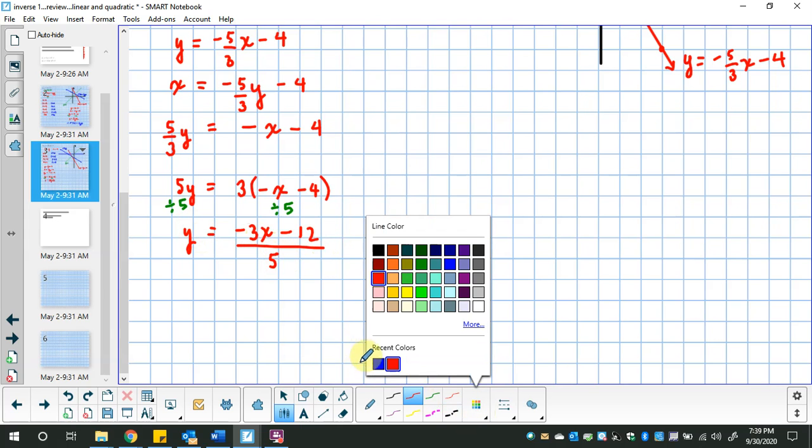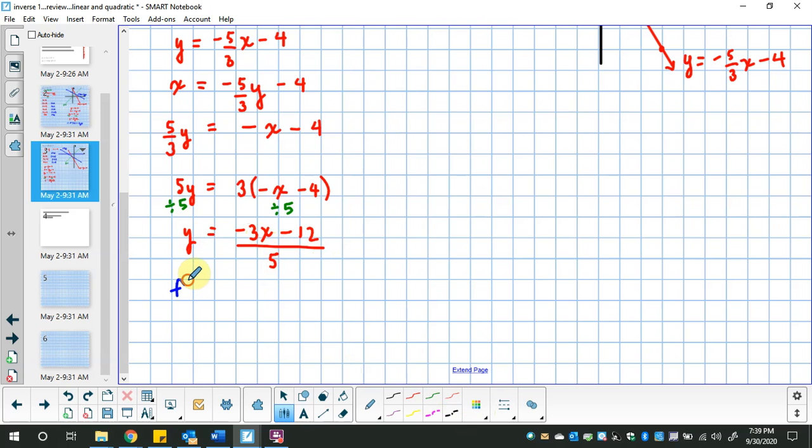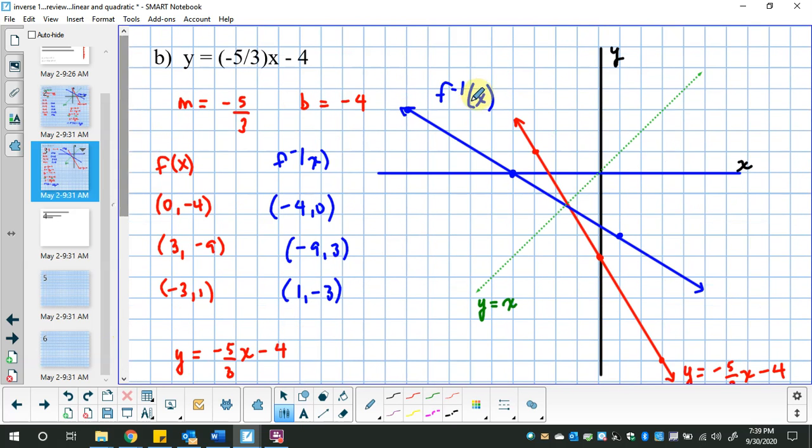And then I can dig out the blue pen to say, I am done. I just found the inverse. And then I can take negative 3x minus 12 over 5 and make sure the label goes on here.